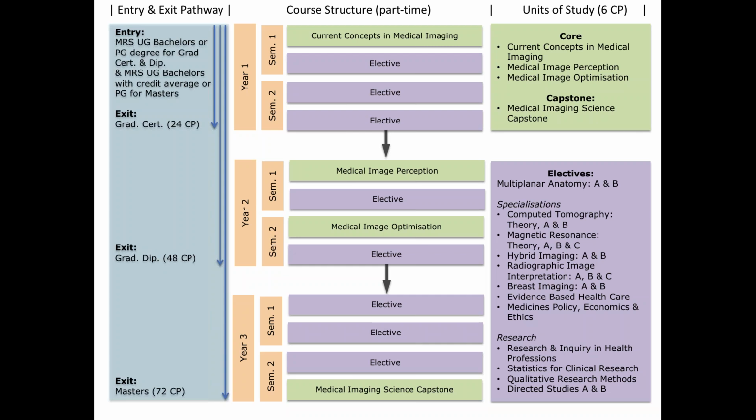Okay, so on the right-hand side in purple, we've got the elective units of study, and you can see we've got the subjects that are particularly referenced to those electives listed. For example, you've got computed tomography, there's theory A and B, magnetic resonance, there's theory A, B and C, hybrid imaging, there's A, B. And a little later on I'll talk about what makes up the specializations. Also, there's some research elective subjects that you can do as well, particularly for those doing a research specialization.